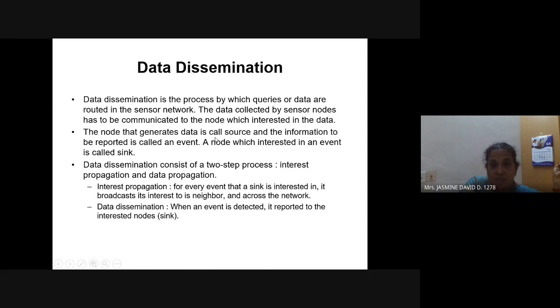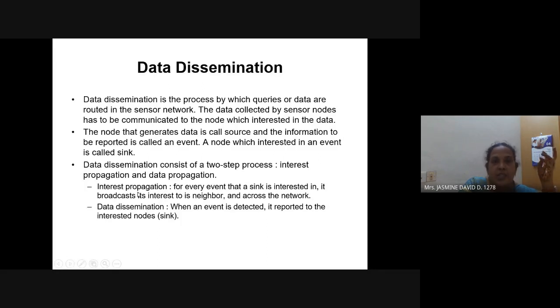So these terms you should be thorough with. The node which generates the data is called the source, the information to be reported is called the event, and the node which is interested in an event is called the sink. So this data dissemination consists of two steps: interest propagation and data propagation.